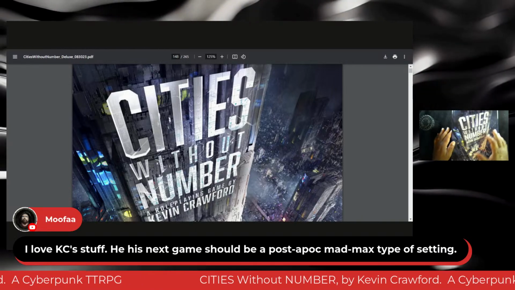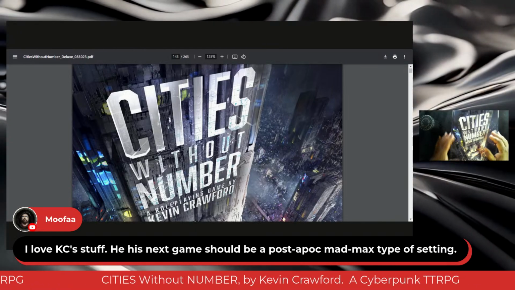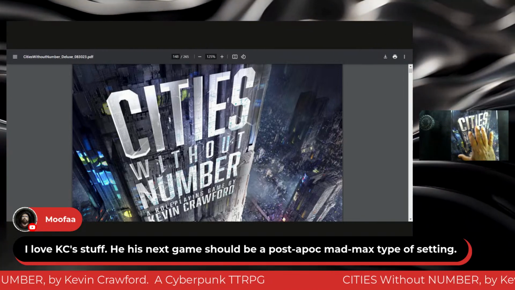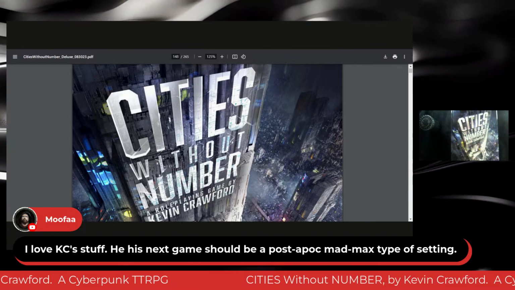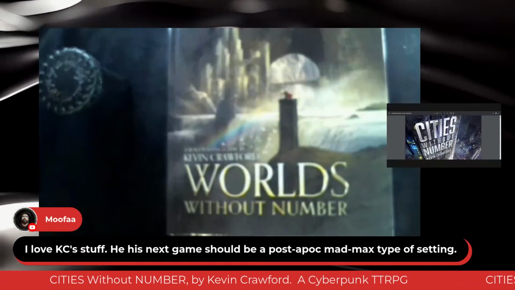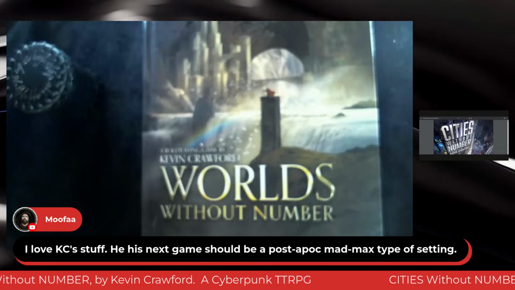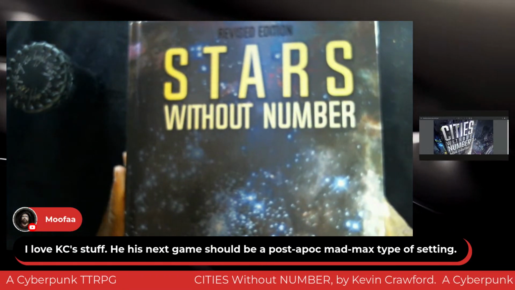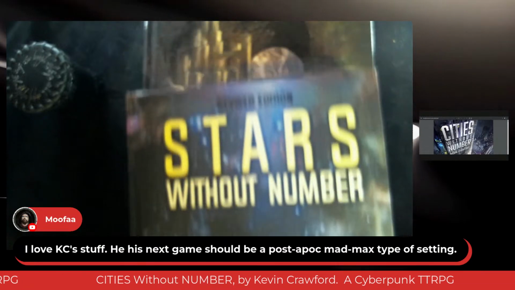Kevin Crawford stuff is excellent. I suggest that if you are into at least the three releases that I have: Cities Without Number, Worlds Without Number, which is the fantasy version of it, and Stars Without Number, I suggest picking it up.